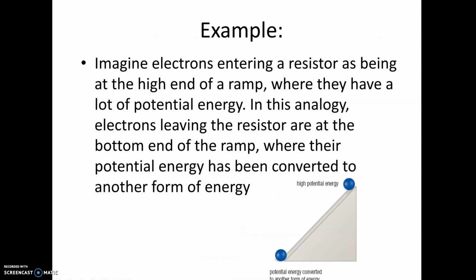So imagine electrons entering a resistor, again, as being at the high end of a ramp, just an analogy, where they have lots of, or high, potential energy. And as those electrons leave the resistor, they are at the bottom of the ramp, where the potential energy has basically been converted into another useful type of energy, for a light bulb.